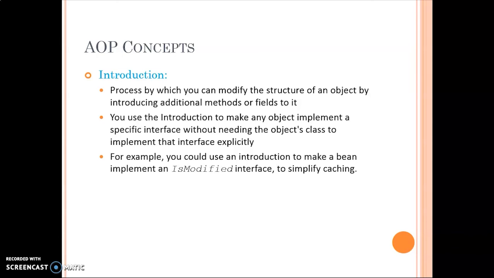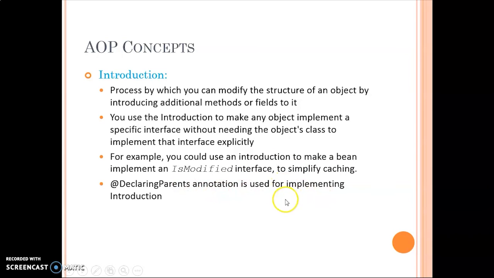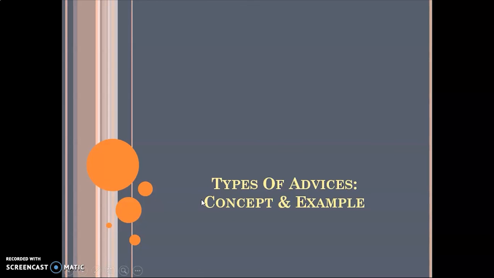So you can have this particular interface being implemented in your code and also its implementation class through a specific annotation known as DeclareParents, which is used for implementing the introduction concept. Okay, so that is all about introduction here, and also about the various AOP concepts that we have. In our next video, we will be talking about the various types of advices. We will understand what exactly the concept is, and we will see an example on it and see how it is implemented. So that is it for today.